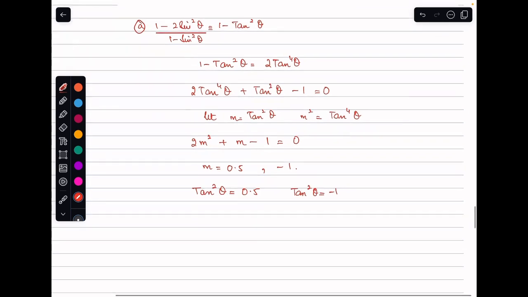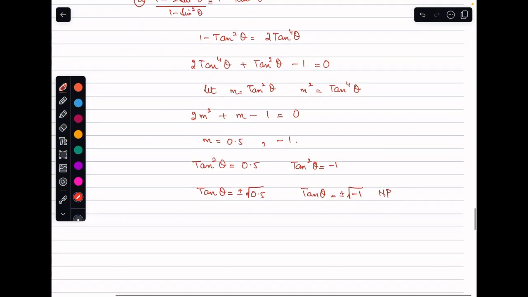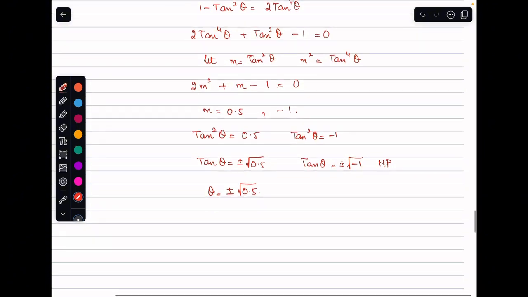So it's a squared value for tan. Therefore, I should be taking the square root on both sides. So this becomes tan theta equals plus minus square root of 0.5. And in the other case, tan theta becomes plus minus square root of negative 1, which is not possible. So I will only be left with the positive and negative values for the square root of 0.5, tan theta equals plus and minus square root of 0.5.